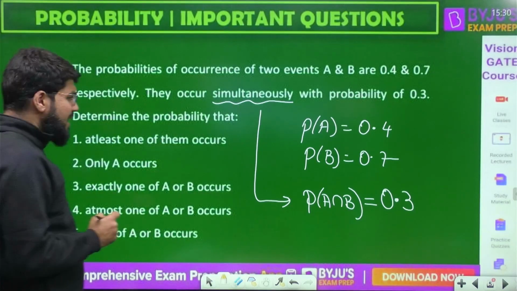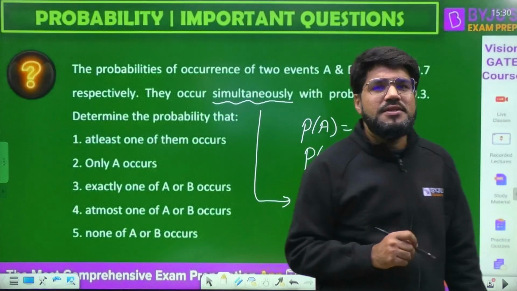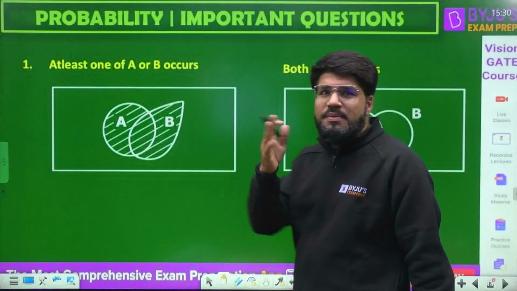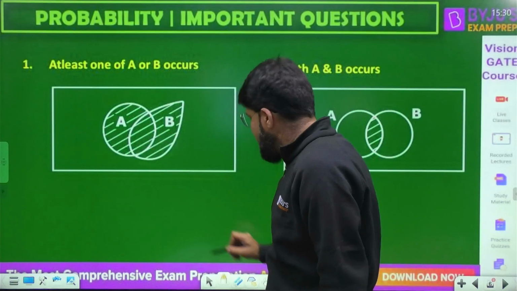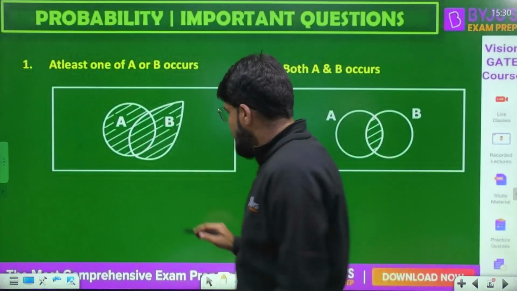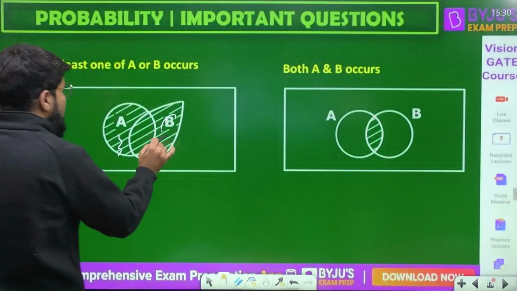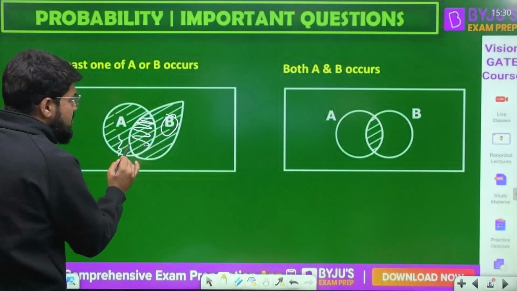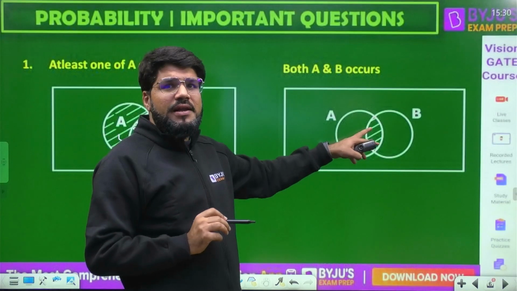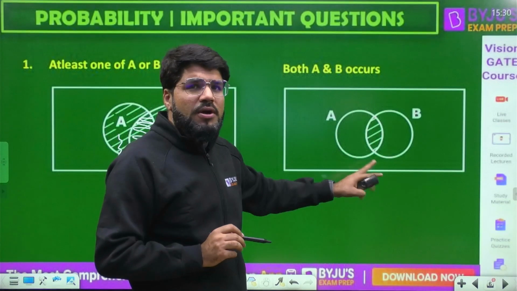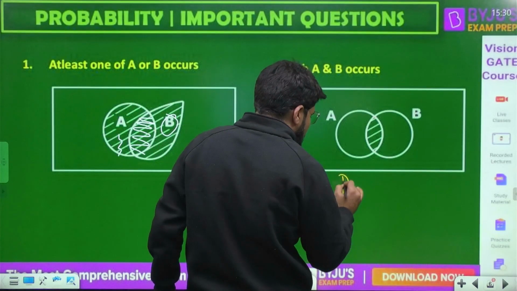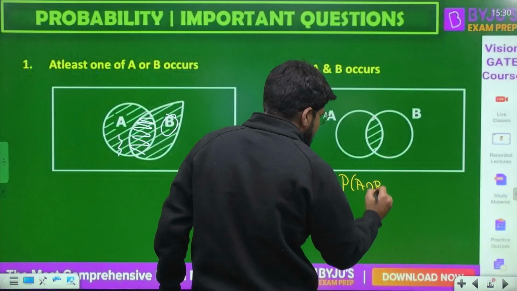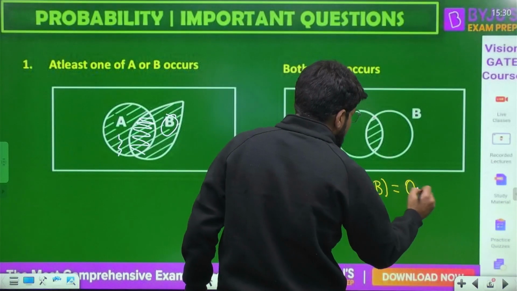Now the probability that at least one of them occurs. So let's learn this. This is what at least one occurs. Maybe one occurs or even both occur. At least one should occur. Maybe only A occurs, or maybe only B occurs, or both of them occur. I have drawn this one separately. This is the intersection, that is the both-occur case. And as we have noted, the probability of A intersection B is given to you as 0.3.